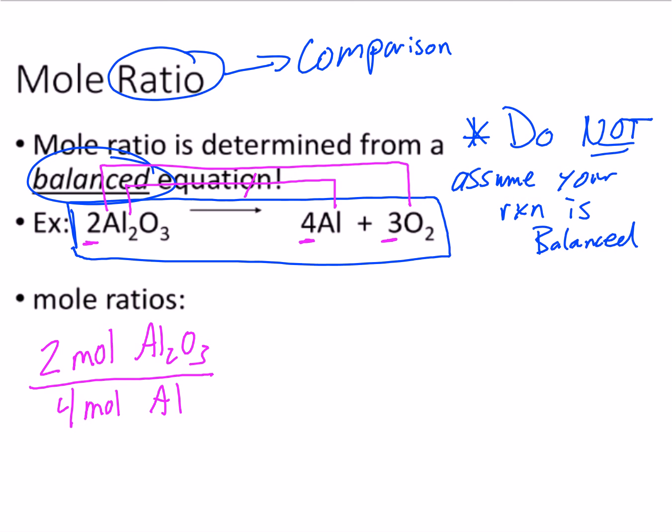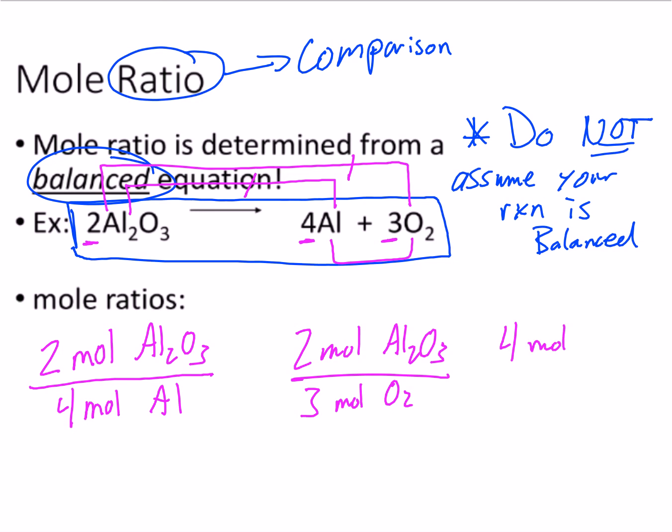What's another one? Move on to the next one. So my next line is still 2 moles of aluminum oxide compared with how many moles of oxygen? 3. That line's gone. And then I have one more that I could have as well, which would be 4 moles of aluminum and 3 moles of oxygen.